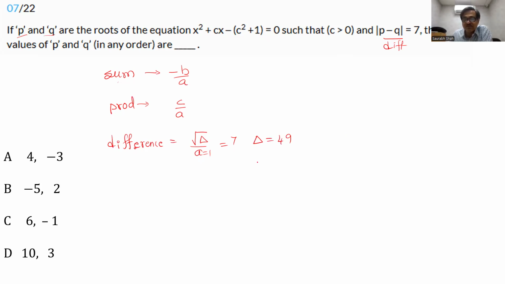Now, what was delta? b square minus 4ac. The standard b is c, so c square minus 4 into a is 1. And the c part here is minus of c square minus 1. So let's take the minus sign common and cancel it out with this. So it is c square plus 4c square plus 4 is equal to 49. 5c square is equal to 45. c square is equal to 9 and c is equal to plus 3 or minus 3.